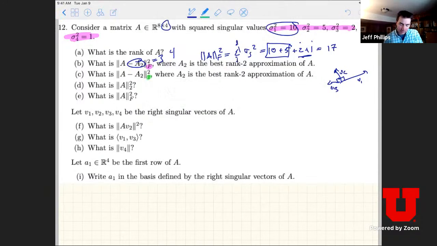Now we're talking about the spectral norm. The spectral norm of A squared is just the top singular value. It's just the top one, which in this case is 10.